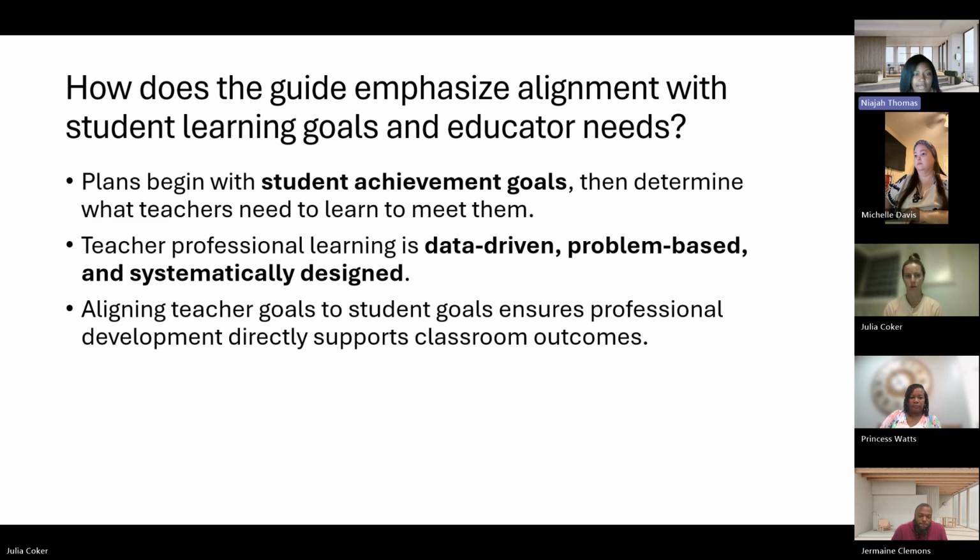Okay, and our next question is, how does the guide emphasize alignment with the student goals and the educator needs as well? So the first thing is to begin with the student achievement goals to determine what the teacher needs to learn or to adjust in order to meet the student. The teacher professional learning should be data-driven always, problem-based, and systematically designed. So you want to make sure you look at the data of the student first in order to know what direction you're going in, and then being sure that you align your teacher goals to the student's goals to make sure that you're ensuring professional development directly supports the whole classroom and that student individually.